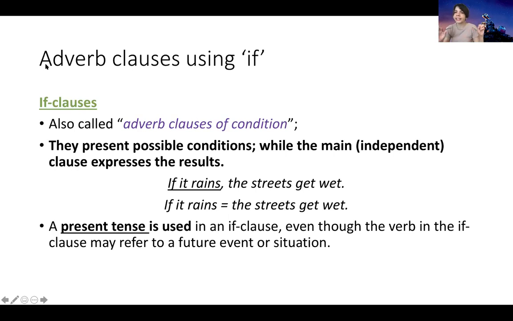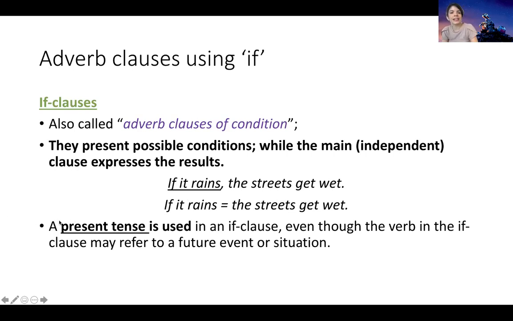So condition: if it rains. That's the adverb clause expressing condition. Result expressed in an independent clause: the streets will get wet. So we have here our subject, verb, and an adjective, right? So if it rains, the streets will get wet, basically. So if this is true, then this will happen, okay?